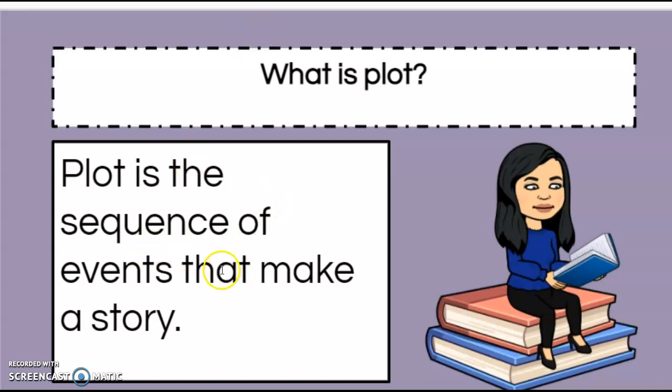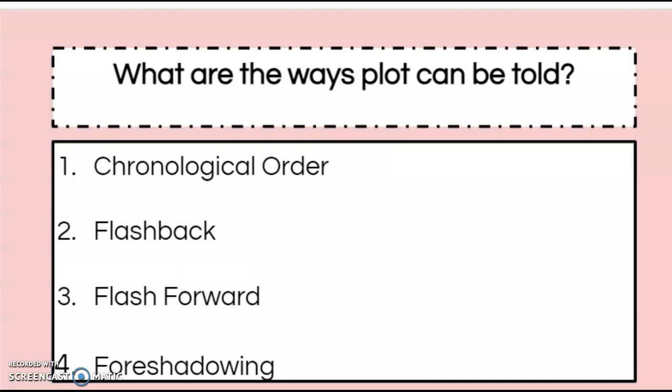What is plot? So plot is that sequence of events that make a story. There are different ways that our stories are told, but having those events, that is plot, just having the events laid out. So, what are the different ways the plot can be told? There's 4 main ways. Chronological order, which is going 1, 2, 3, 4. The events happened exactly as you told them.